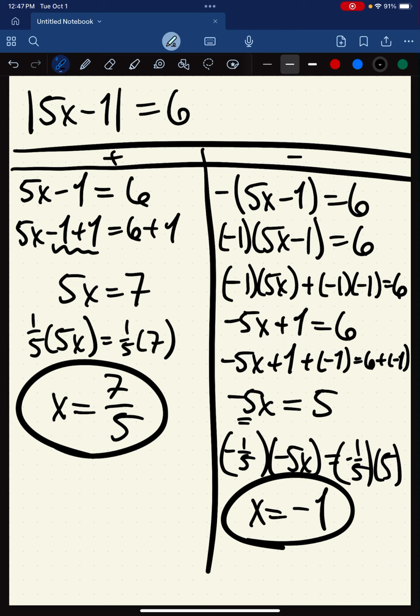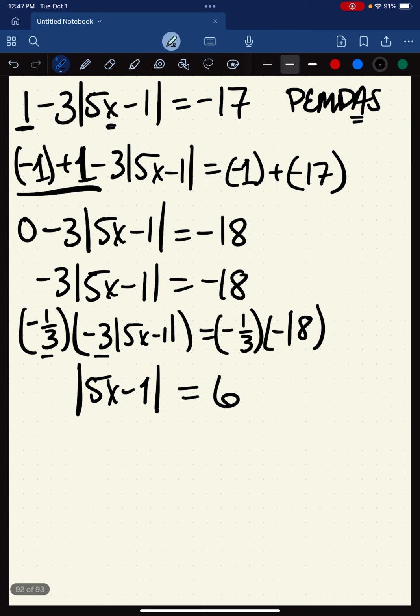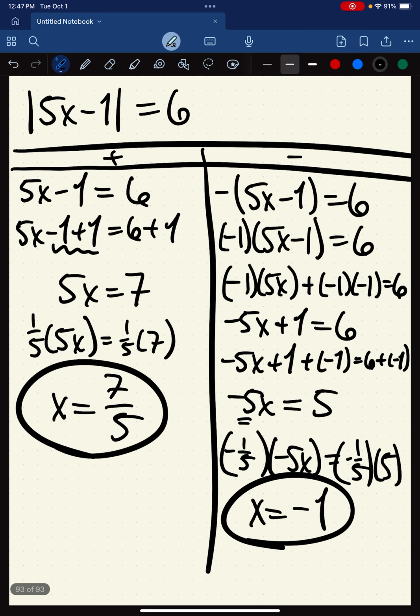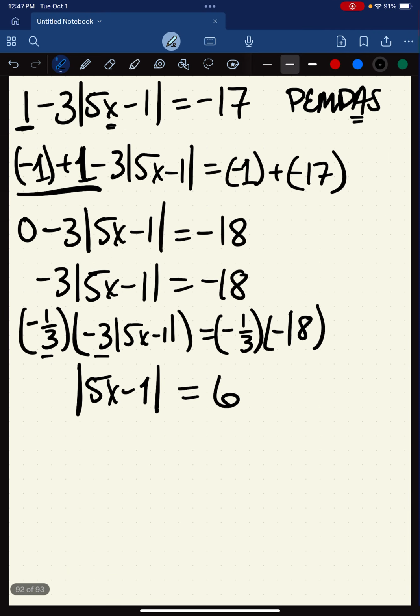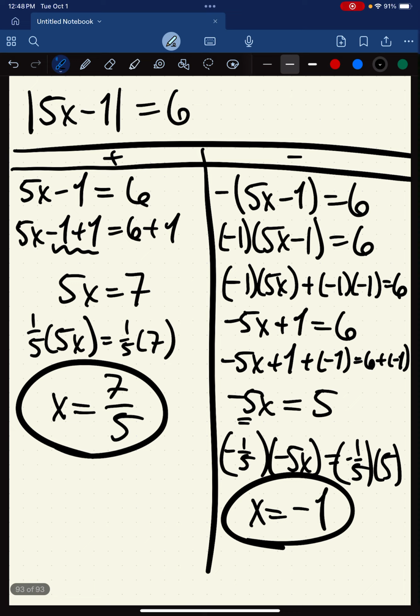If we go back and plug it in, let's start with 7/5. 5 times 7/5 is 7. 7 minus 1 is going to give us 6. 6 times 3 is 18. 1 minus 18 is, in fact, negative 17. Now let's try negative 1. 5 times negative 1 is going to give us negative 5. Minus 1 is going to give us negative 6. The absolute value of negative 6 is 6. So 3 times 6 is going to be 18. And 1 minus 18 is negative 17. So both of these work.